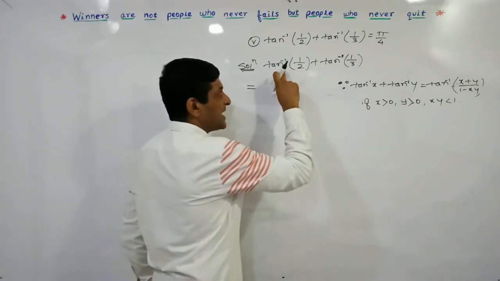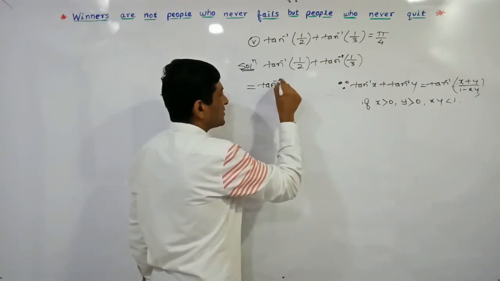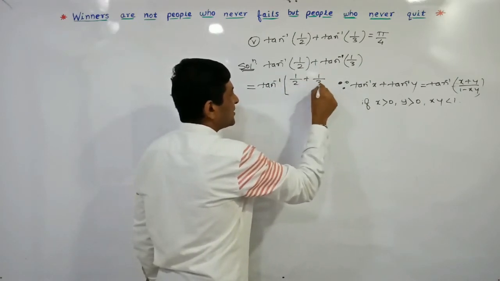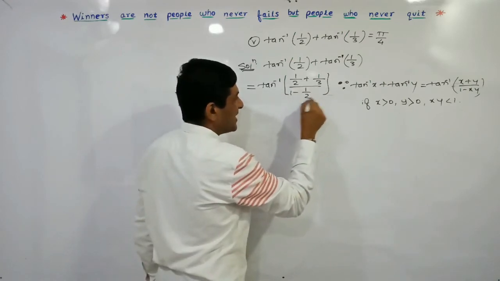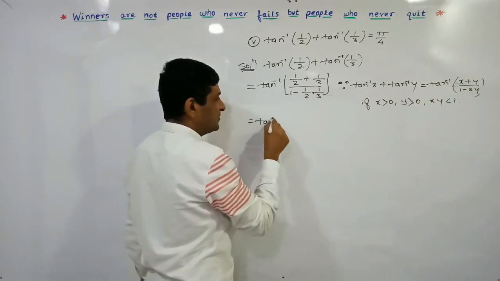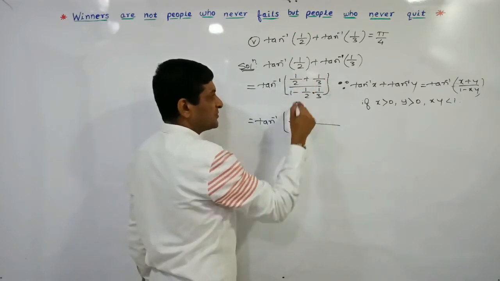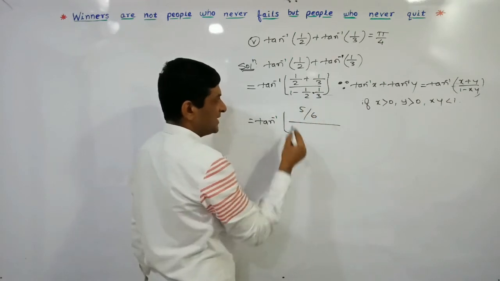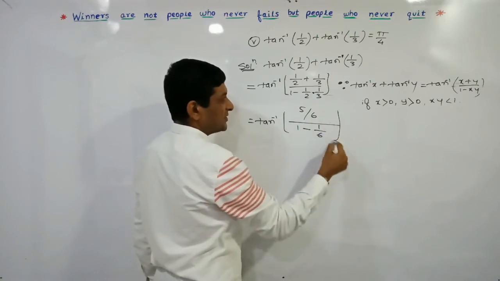According to this property, tan inverse of x plus tan inverse of y can be written as tan inverse of (x plus y). x is 1 by 2 plus y, which is 1 by 3. In the denominator, 1 minus xy, where x is 1 by 2 into y, 1 by 3. Keep this tan inverse as it is. Let us simplify the numerator. Take the cross multiplication: 3 plus 2 is 5, and in the denominator 2 into 3 is 6. Here 1, keep it as it is, minus 1 by 6. We have simply taken this product here.